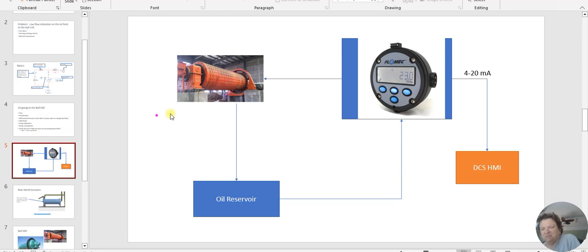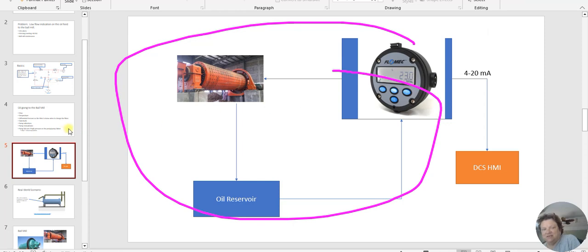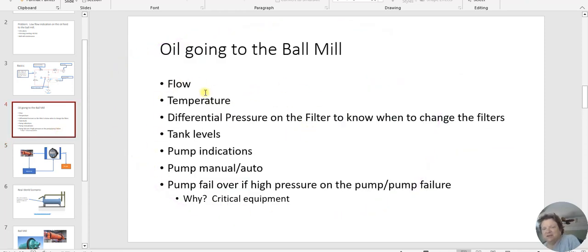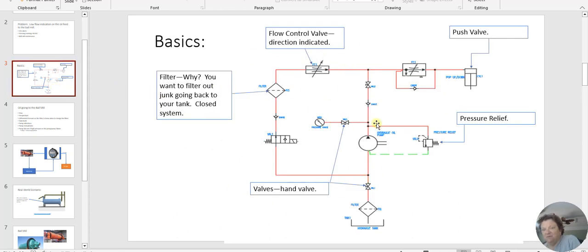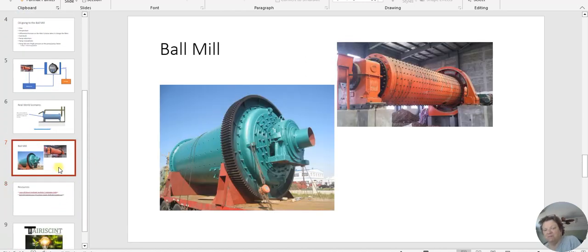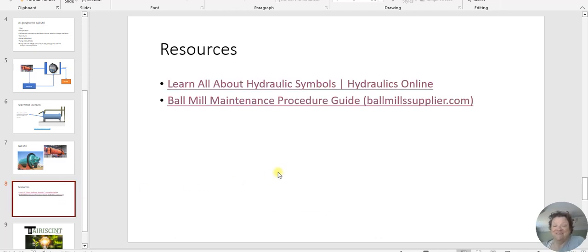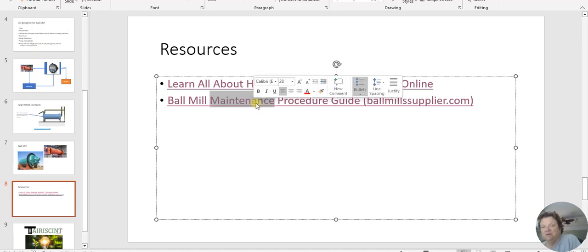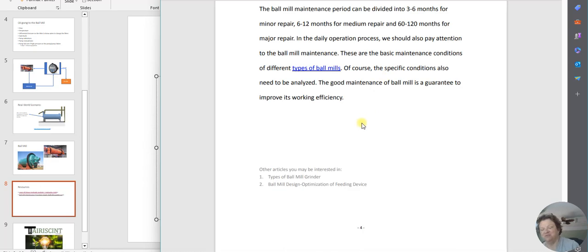But the whole point to this is not only about troubleshooting, but a good designer will take all these things into account and the process and implement these kinds of feedbacks into your hydraulic or oil system or pneumatic system, so that you can get the proper indications on the HMI to allow proper maintenance feedback. And proper maintenance feedback from a good design allows you to do good maintenance.